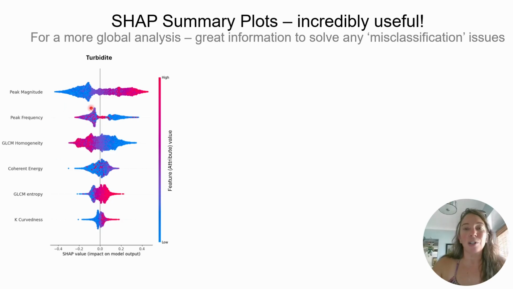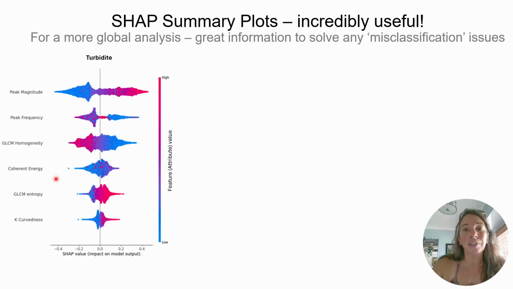What you'll see here is what's called a violin plot. It's kind of got all the different points. Peak magnitude is at the top, so peak magnitude was the most important attribute for the classification of turbidites. The next most important feature was peak frequency, then GLCM homogeneity, coherent energy, GLCM entropy, and so on. That's the order of importance for turbidites.